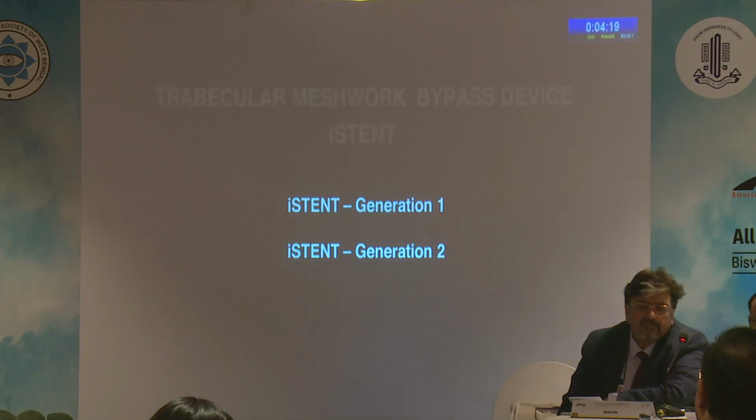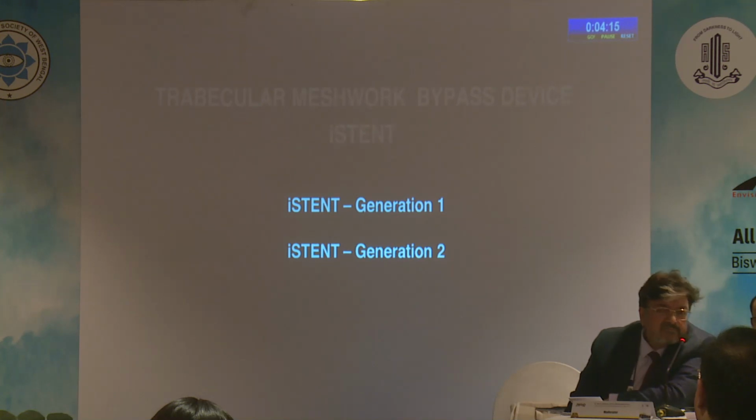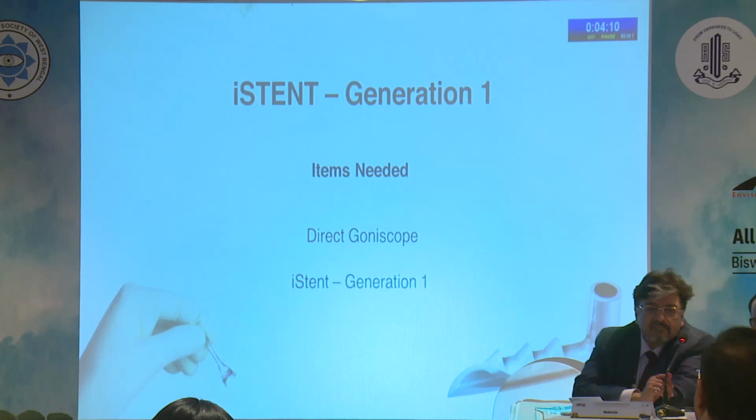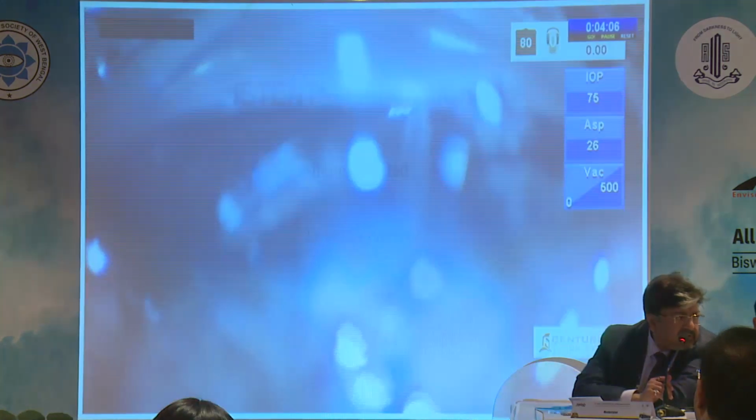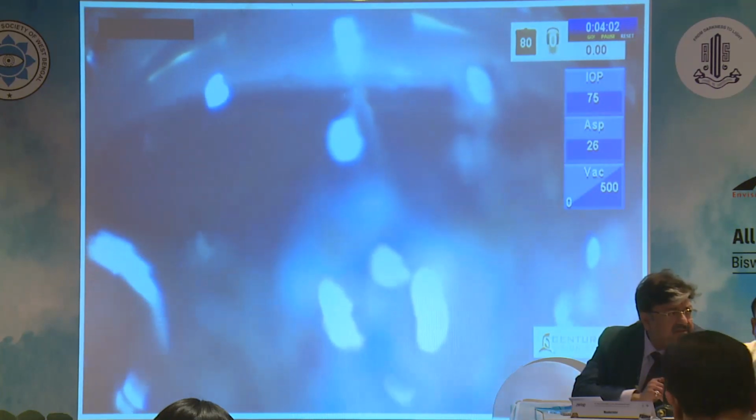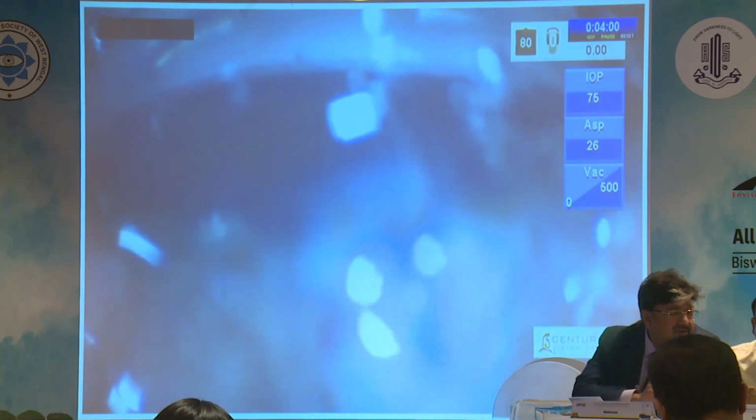Aqueous outflow can be increased by bypassing the trabecular meshwork with iStent Generation 1 and iStent Generation 2. iStent Generation 1. Items needed are direct gonio and iStent Generation 1. Here we are implanting the G1 iStent into the trabecular meshwork with a proper gliding technique to ensure the proper placement within the angle.